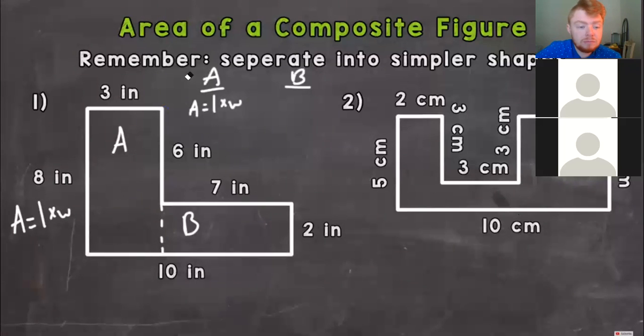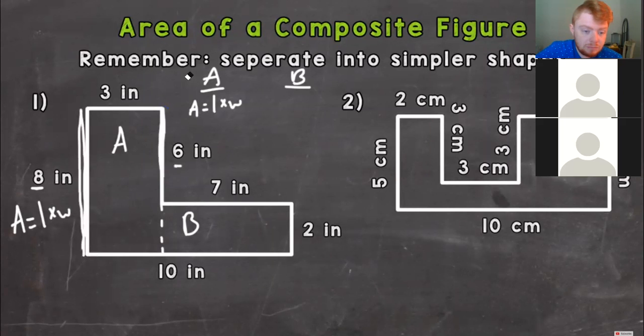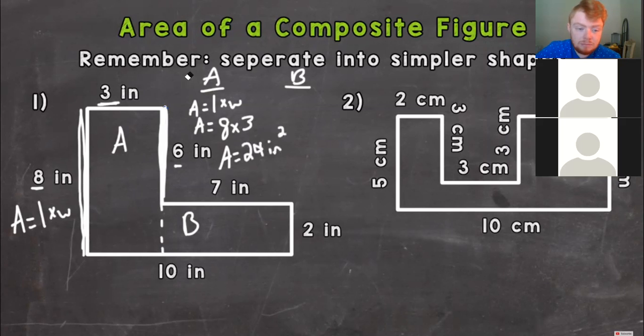All right, now I need to plug in length and width. So my length for A is going to be this 8 all the way up, right? Don't use this 6 because this 6 doesn't go the full length of the rectangle. So you have to be careful which measurements you use. So I'm going to use the 8, and I'm going to multiply it by the width of 3. And that gives me an area of 24 square inches. So the area of A is 24 square inches.